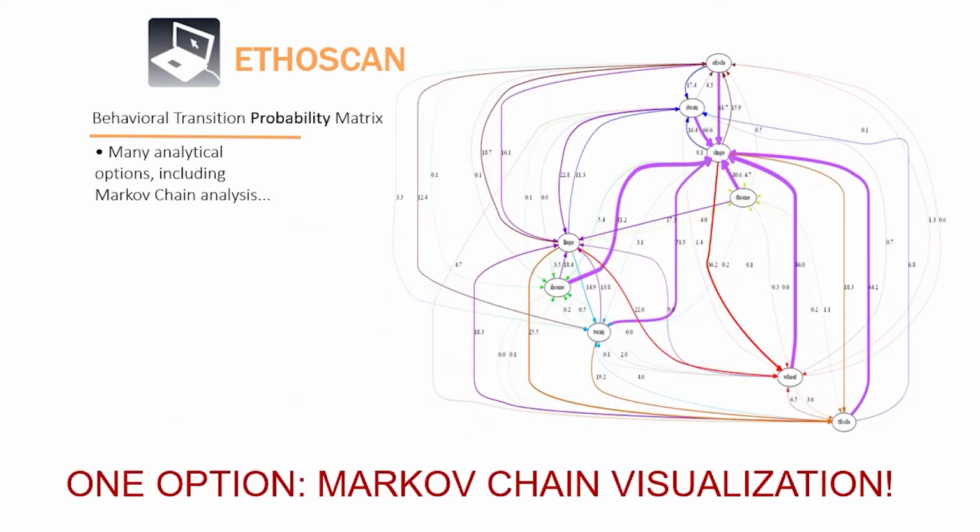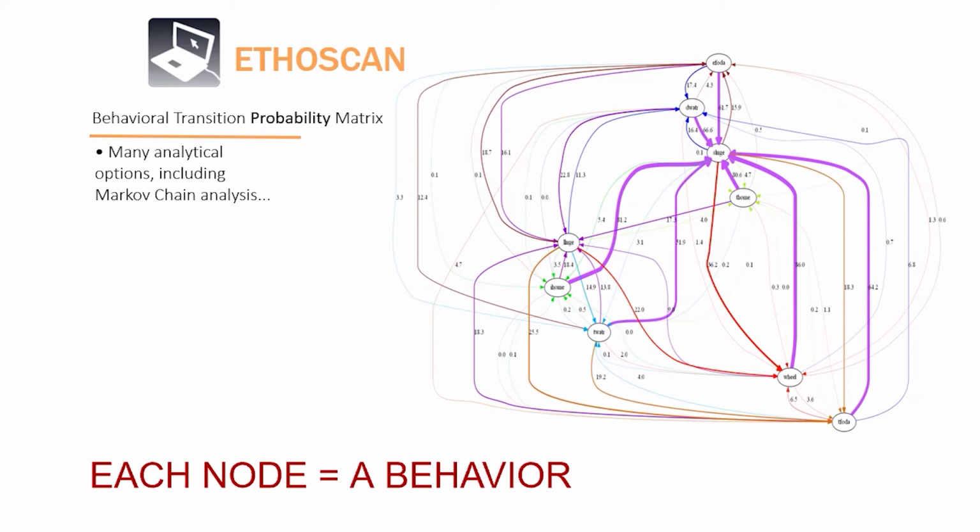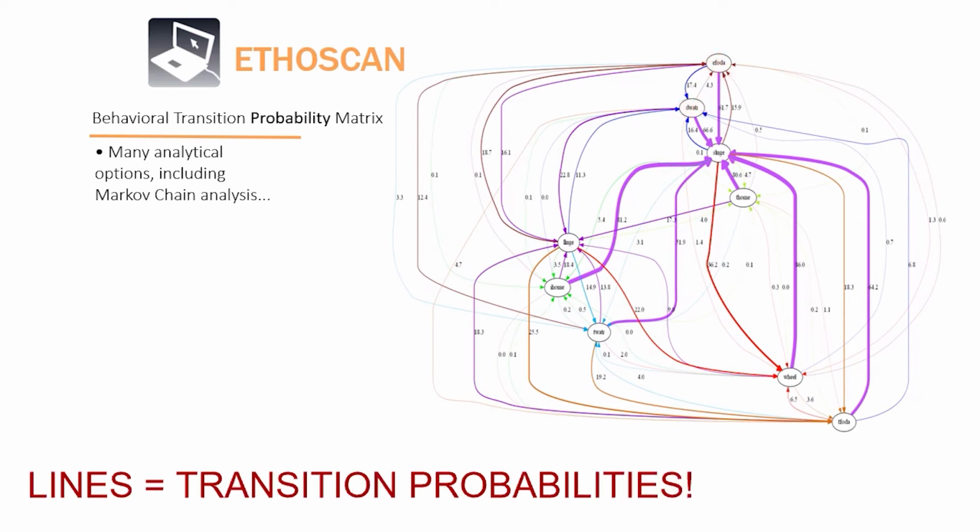One way of doing that is with a behavior transition probability matrix visualized by Markov chain analysis. Each of these nodes corresponds to a particular behavior, and each of these behaviors has a certain percentage probability of giving rise to the next behavior.